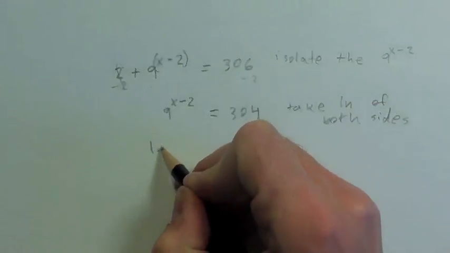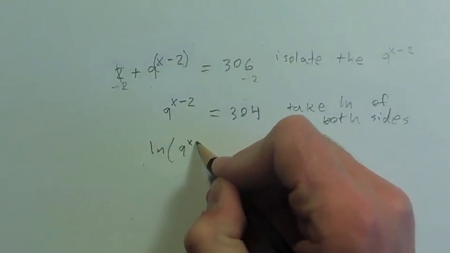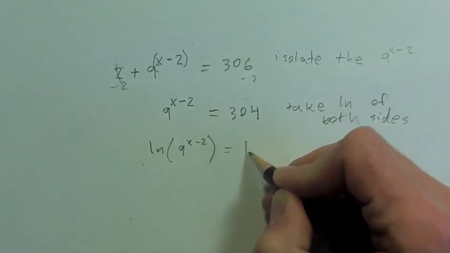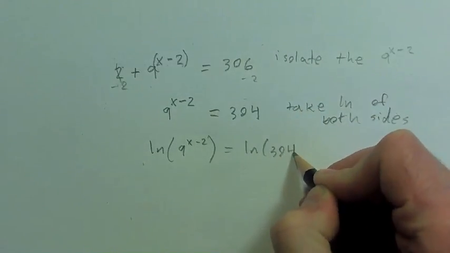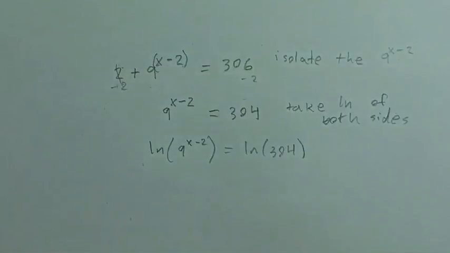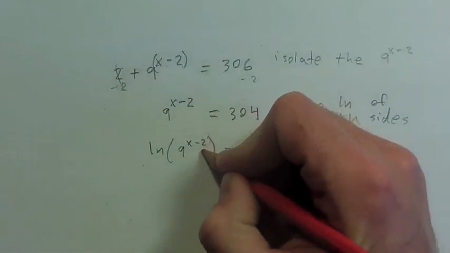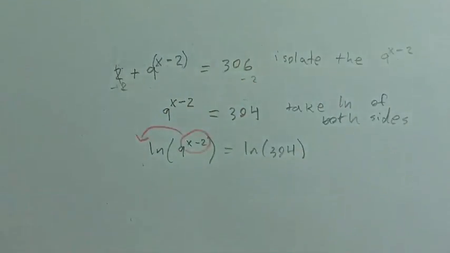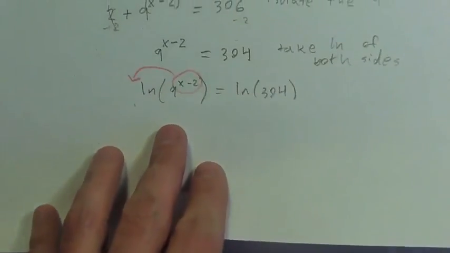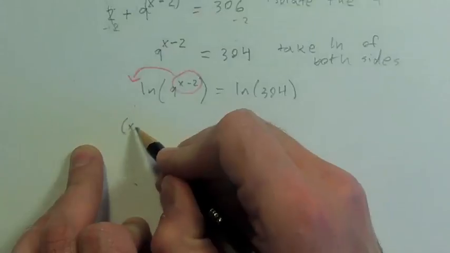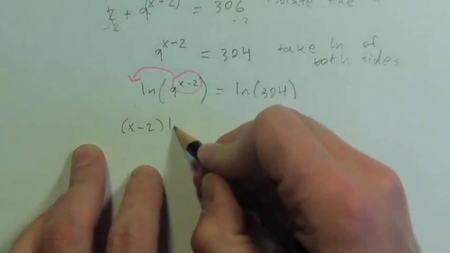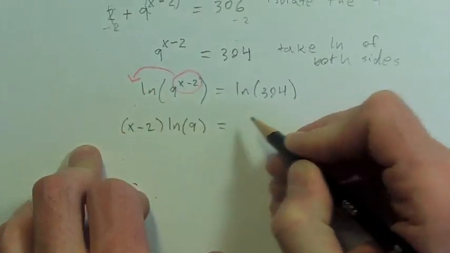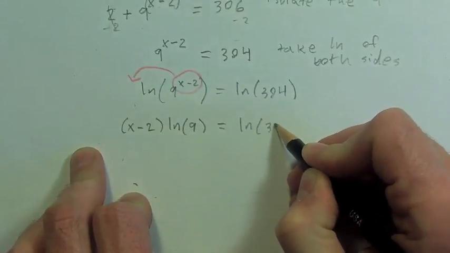All right, so I'll get ln of 9 to the x minus 2 is equal to ln of 304. In this case, the ln does not cancel with the base this time. Last time we had e, so it did. This time, what we'll do instead is move out that x minus 2. So that x minus 2 comes out to give us x minus 2 times the natural log of 9 is equal to the natural log of 304.